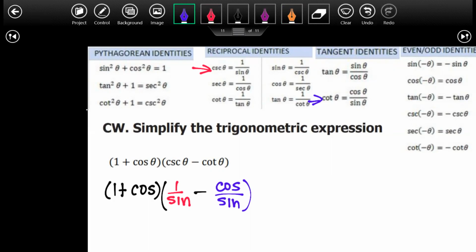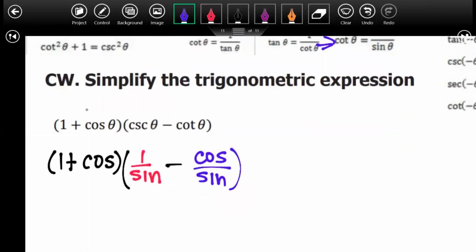Hold off on the reciprocal identities for tangent and cotangent, because we're converting to sine and cosine. So it only makes sense to use the tangent identities rather than the reciprocal identities, because we still have to convert them. It doesn't make sense to have to convert it twice. Okay. What do we do here?